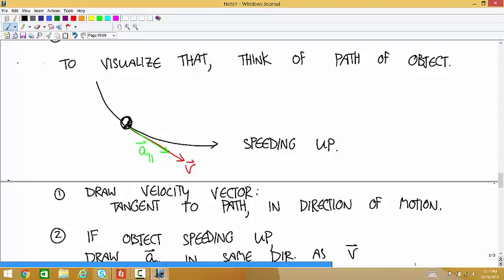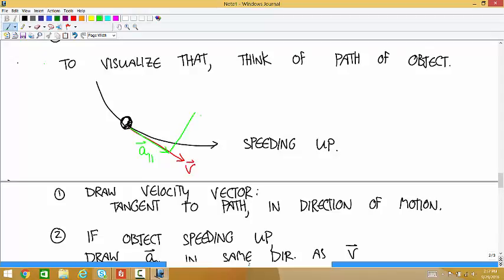It's perpendicular to the vector, but there's two choices that are perpendicular. One is this way and one's that way. So you have to figure out which way it's turning. And I'm going to draw that here for the purposes of vector addition. So I'll call that A perpendicular.